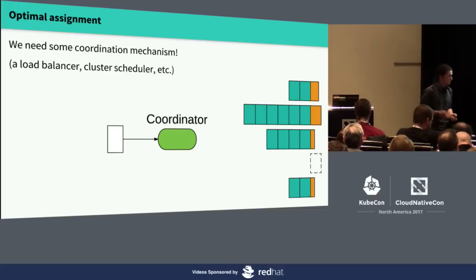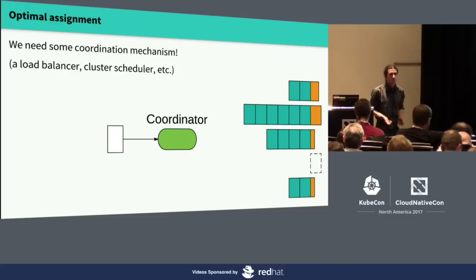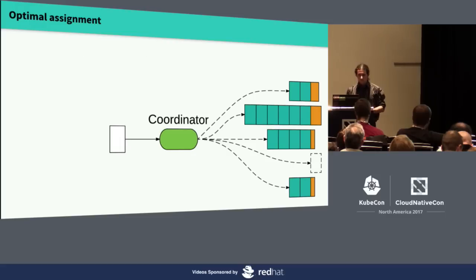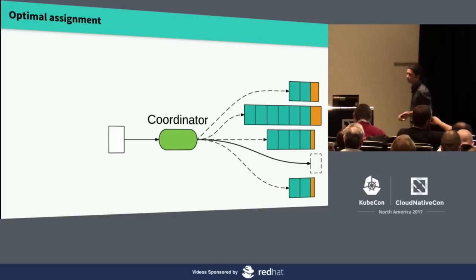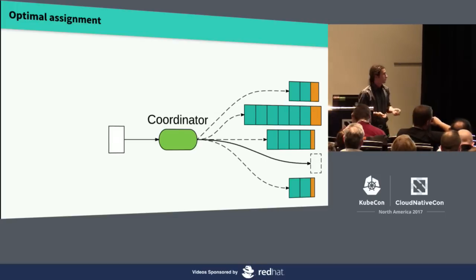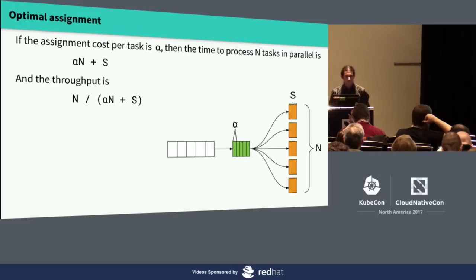For this problem of stateless request assignment, that would be a load balancer, a proxy, or something. For similar problems, that could be a cluster scheduler, for example. Either way, when a task shows up, your coordinator has to decide where it wants to assign that task. First, it has to interrogate all of the backends to figure out which is the best one. Then it has to actually assign the task to the best chosen backend. This isn't a free process.